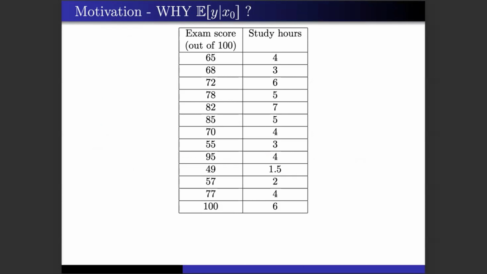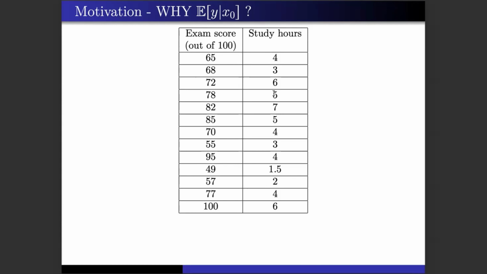Say we are given a data set, exam score, where exam score is the dependent variable and it depends on the independent variable, study hours. And this is how the data set looks: a student who studied for 4 hours ended up getting 65 points, a student who studied for 3 hours got 68 points, and so on and so forth.